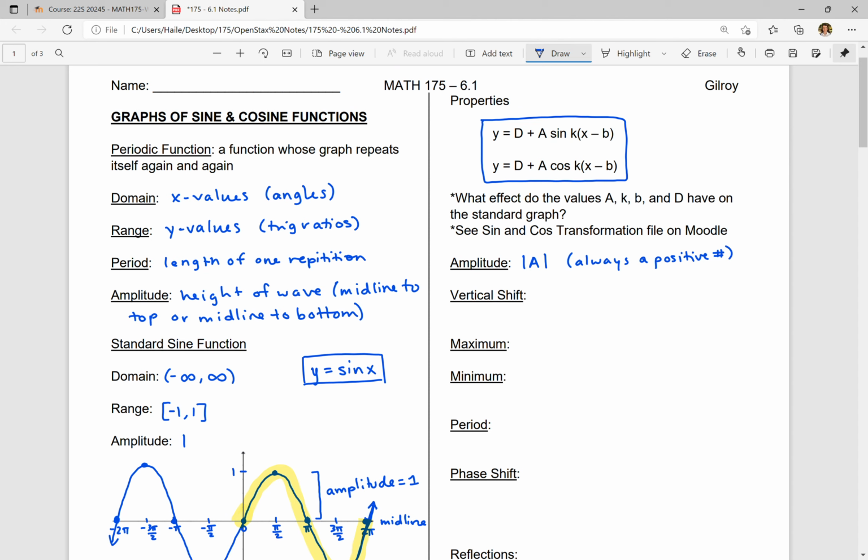Okay, the vertical shift comes from the letter d. If d is a positive number, then the graph gets shifted up d units. And if d is a negative number, then the graph gets shifted down d units.